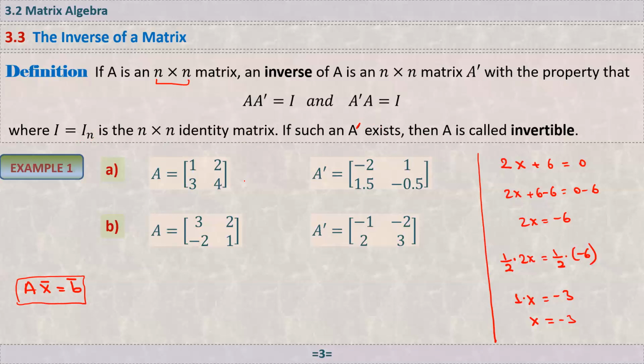Now soon we will prove that if a matrix has an inverse, it is unique. It doesn't have more than one inverse. That means that actually only one part is enough. But here that's the definition, so that A times A prime equals I, and A prime times A equals I. If we can find such a matrix A prime, then we say that A is invertible. That means that I can find its inverse, and I can eliminate this A from here.